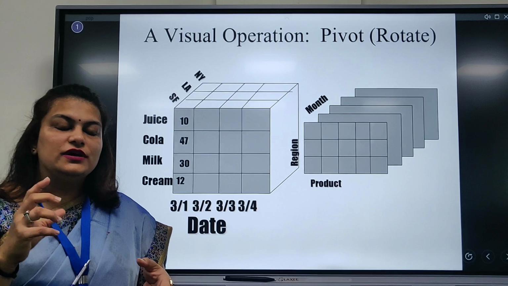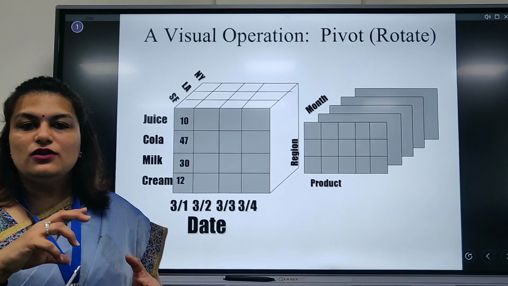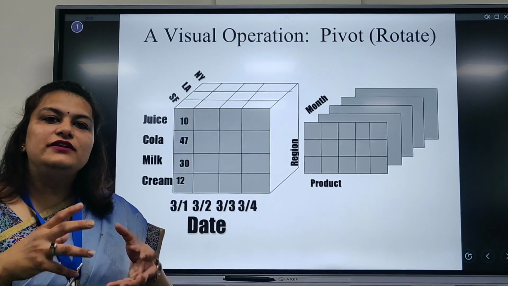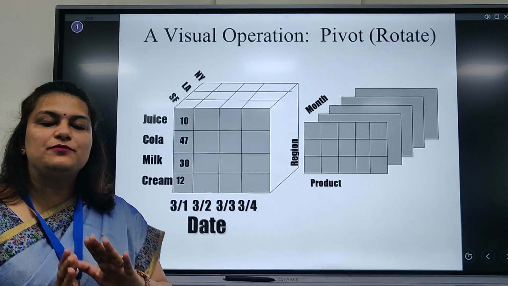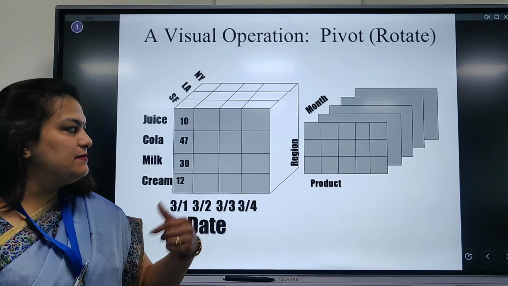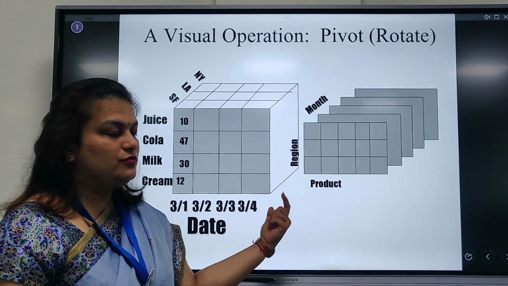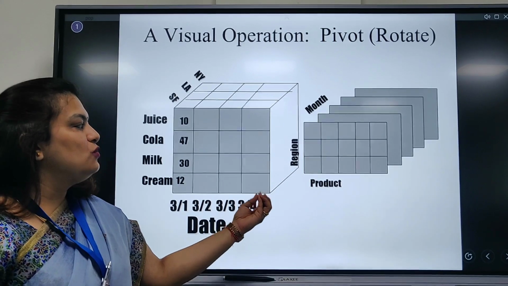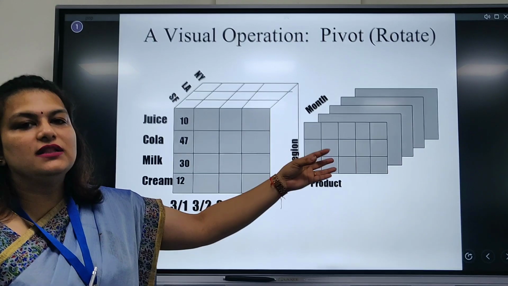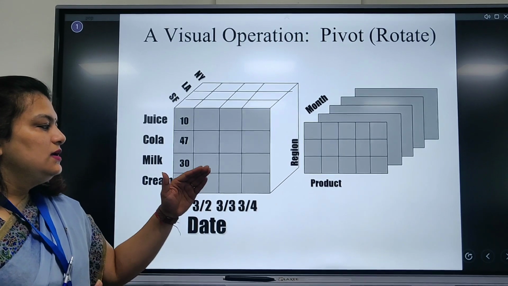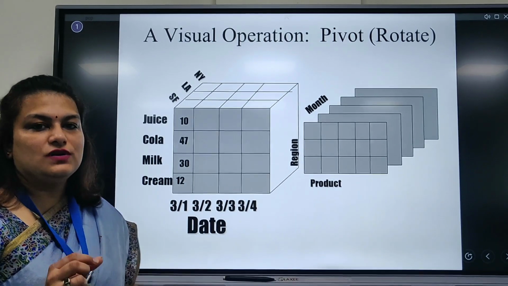Like in the data cube, when we rotate any particular slice, we get different views of that particular cube. In a similar manner, when we are rotating, we get a view of product, we get a view of region, we get a view of month, we get a view of any timeline. So this is how the pivot works.